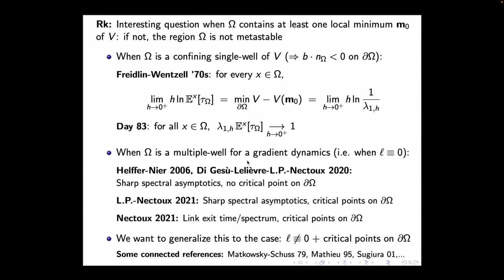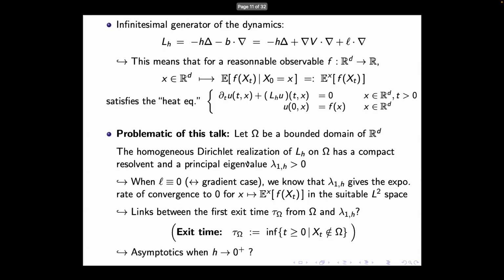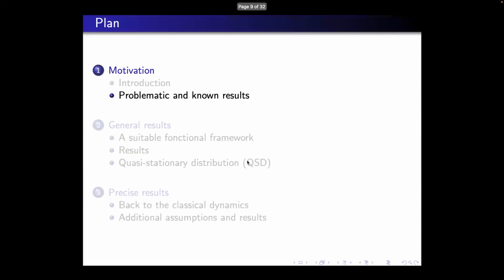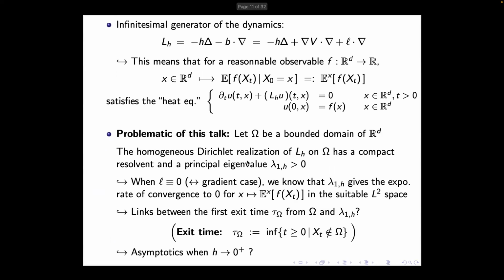Could you remind what is lambda 1 h? It's the first eigenvalue. I will explain a bit later what it is, but it's the first eigenvalue of LH, the eigenvalue with the smallest real part, and I will give a slide in a few seconds with this.